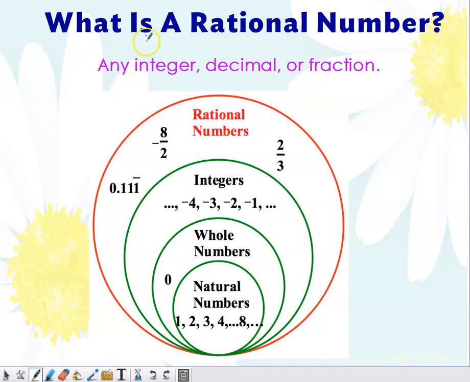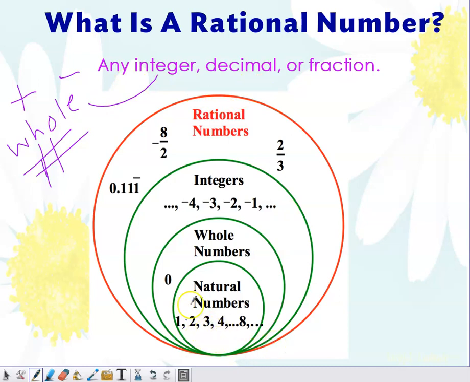Okay, what is a rational number? That was our word of the day. It's an integer, any integer, decimal, or fraction. And remember, integers are positive and negative whole numbers. So basically any whole number that's positive or negative, and any decimal or fraction.